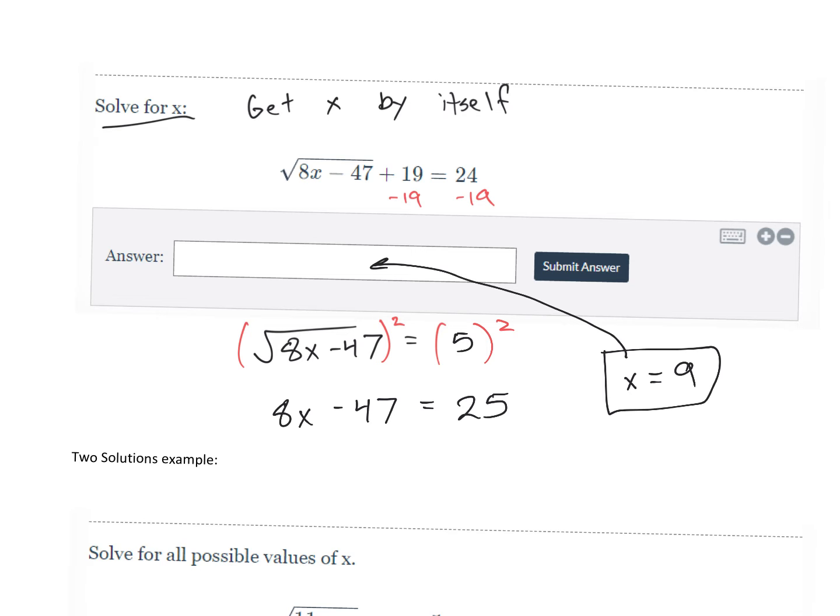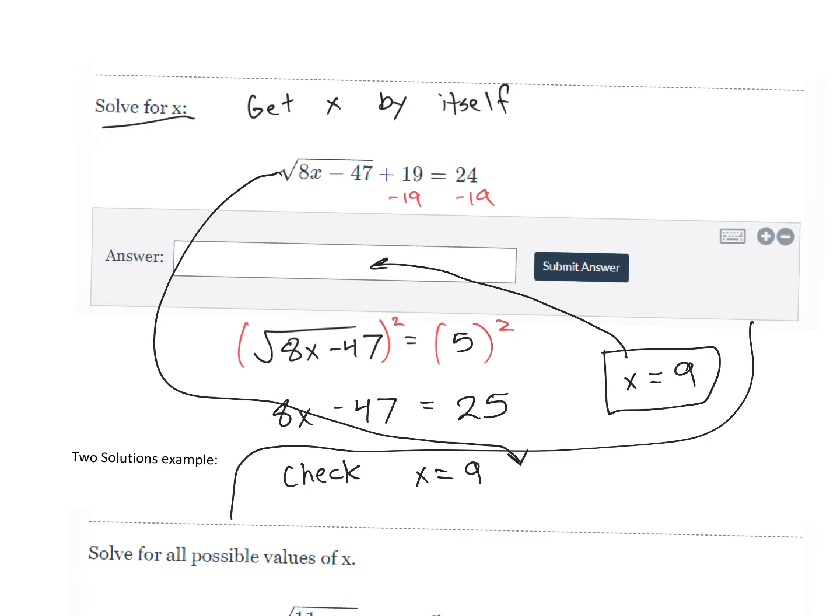But for these, you got to double check your answer. Usually you don't ever have to do that, but the square root business leads to complications where your answer in the end, x equals 9, may not be correct. And the only way to check that is to plug it into the original equation. So I'm going to rewrite the original equation. That 9 is going to go into the x.